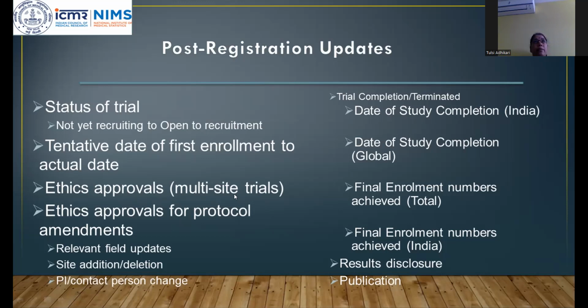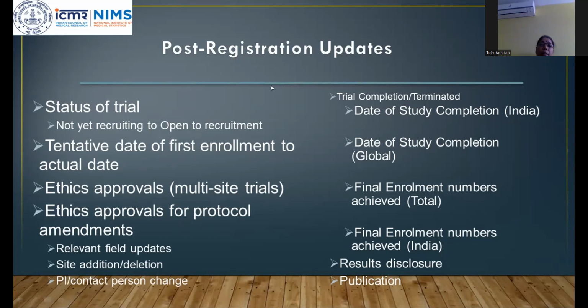If they start enrolling before uploading the ethics approval, then this will not be correct. So this information will go to the journal's editors. So while publishing your trial, this may create some problem. So don't forget to upload the ethics approval for all the sites before enrolling the subject. Those who have uploaded the ethics approval for the site and got the CTRI registration can start the trial. They can start enrolling the patients or participants.